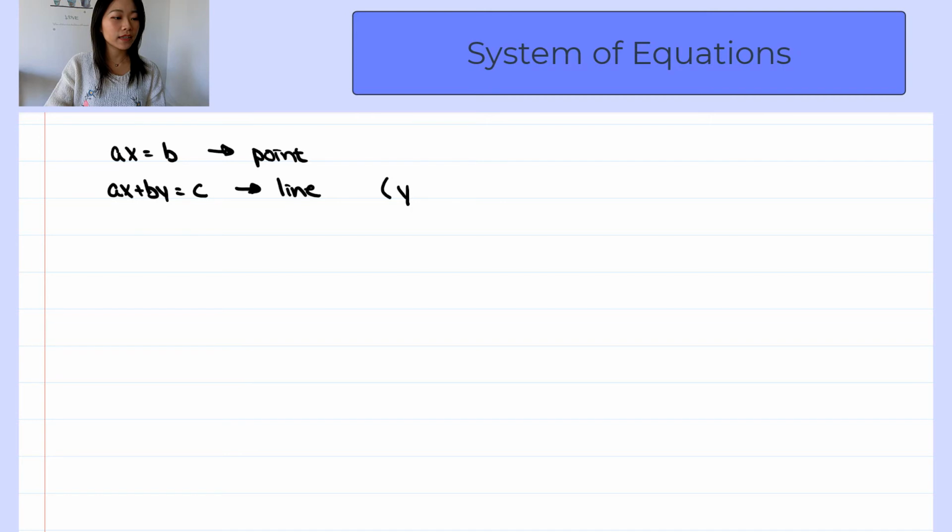We can solve for y and write this equation as y equals negative a divided by b times x plus c divided by b. You are probably more familiar with this form, but on the left, if we have some constant times x plus a constant times y equals another constant, this is also the equation for a line. How about when we have three variables? ax plus by plus cz equals another constant, d. What would this be? This would be a plane.